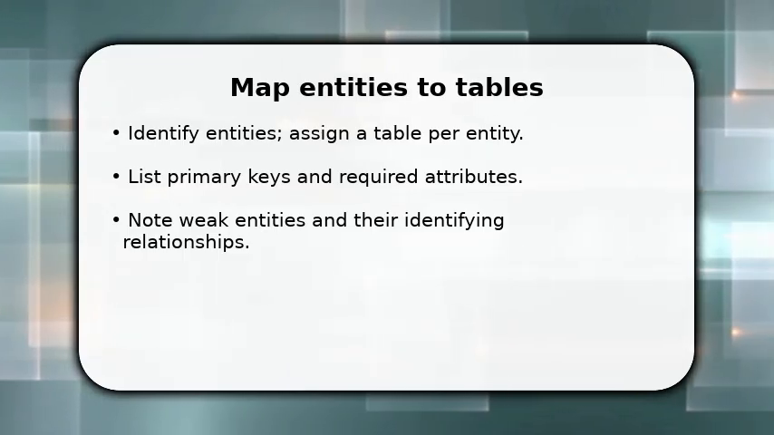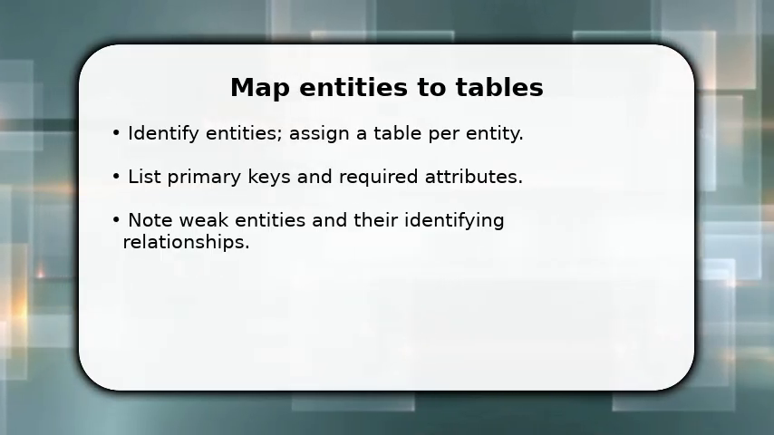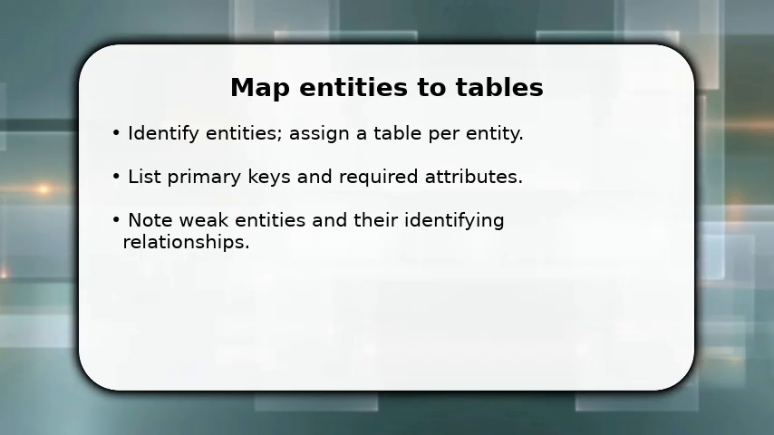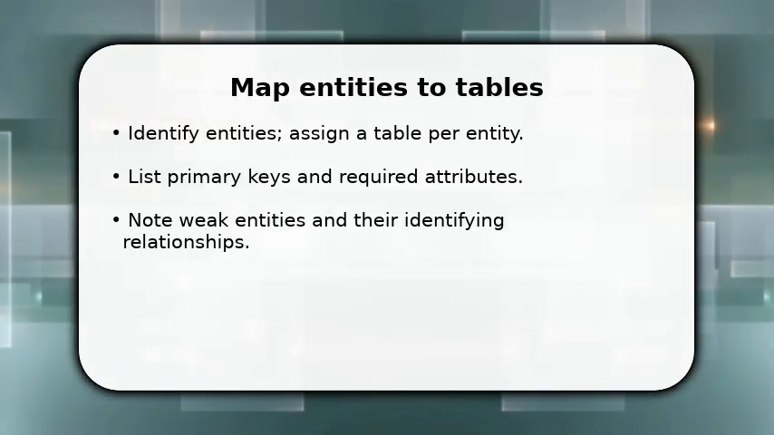Make sure weak entities carry the owner's primary key as a foreign key and include their partial key. You should also document attribute types now so later steps know how to handle keys, nulls, and uniqueness.